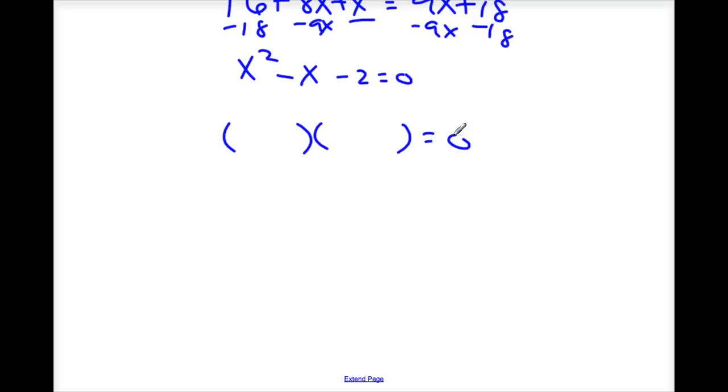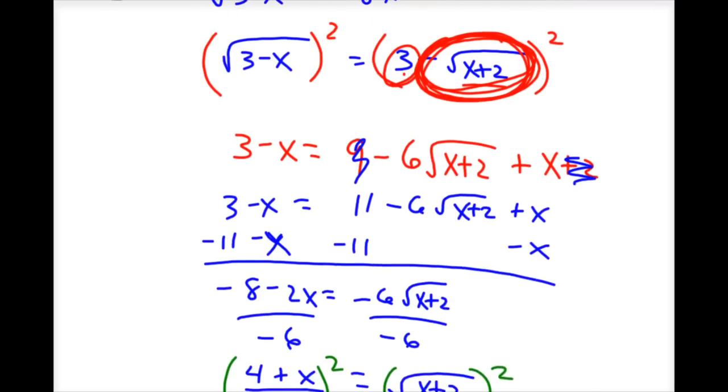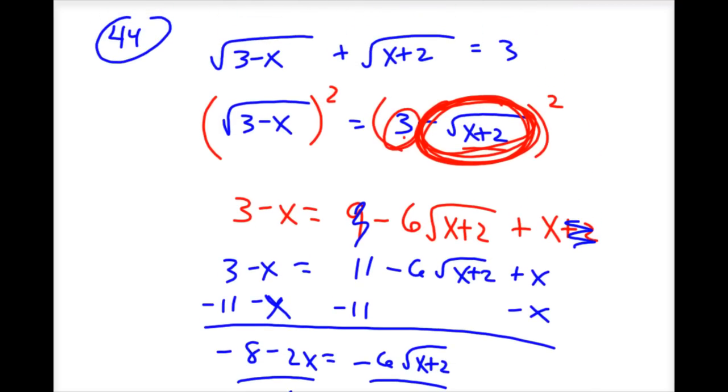1 times 1 is negative 2. It adds up to negative 1. X minus 2, x plus 1. Possible answers are 2 and -1. I say possible because we squared. We squared not only once, but twice. So you need to go all the way back up, go back to the beginning, plug in a 2, plug in a -1, make sure it works.